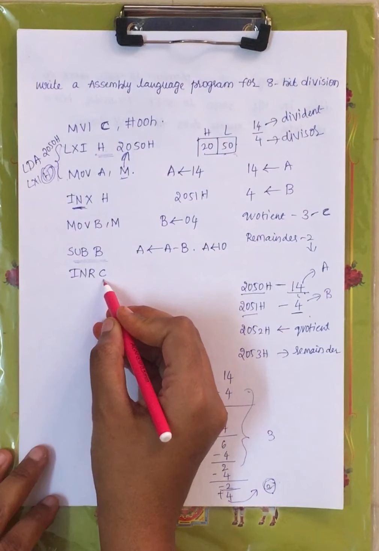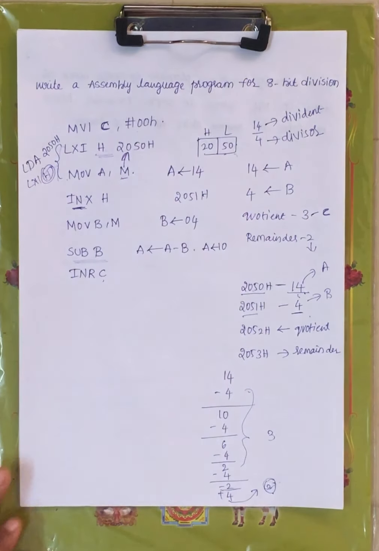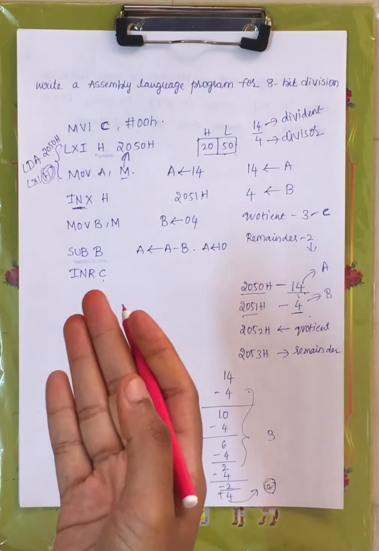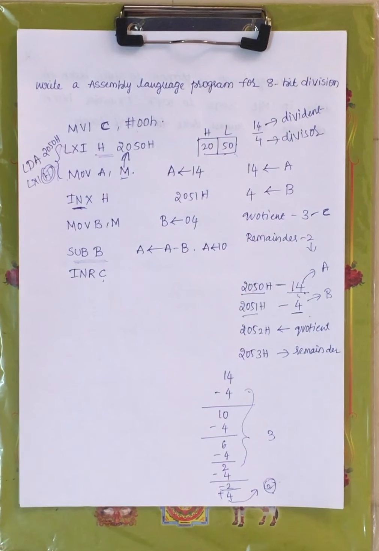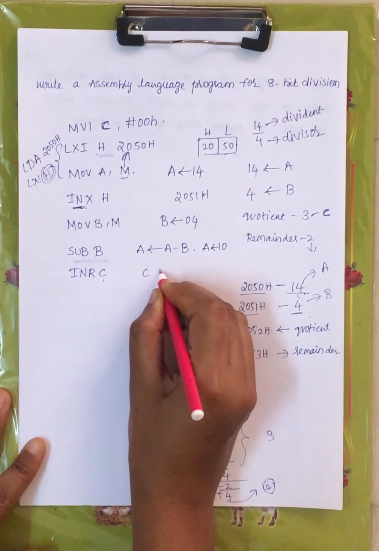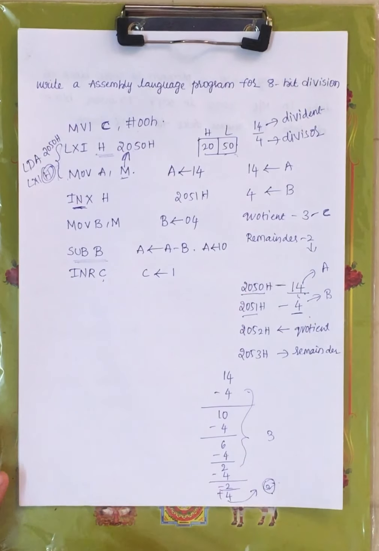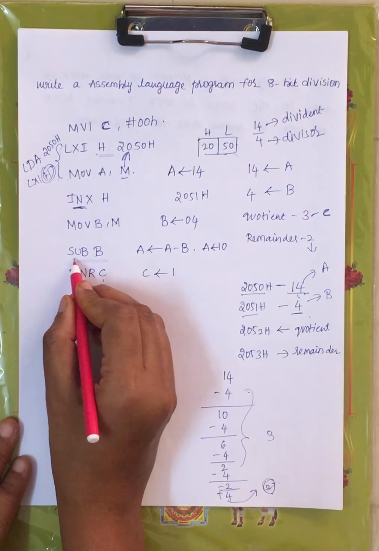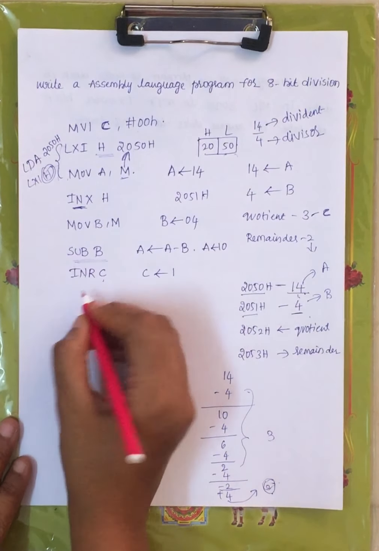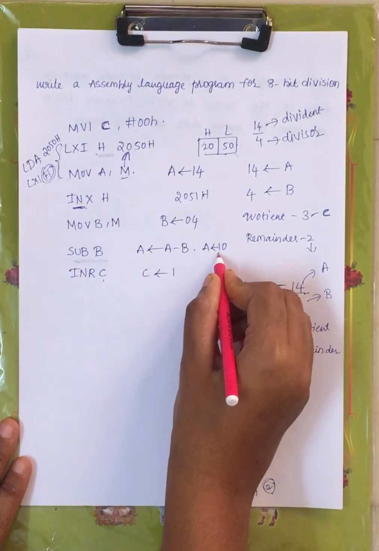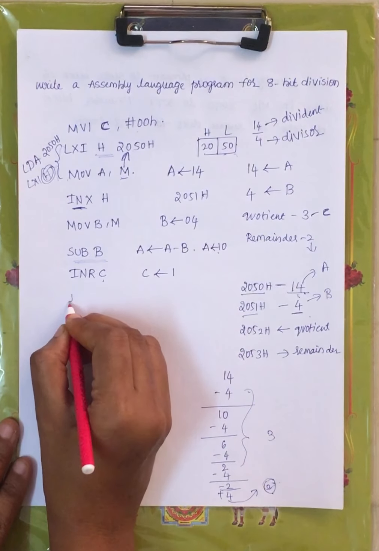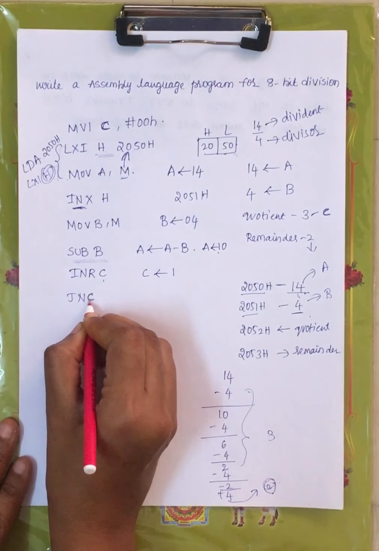That's why we are incrementing C. Initially the data under C is 00H. Now C is 1. After subtraction you are getting the result as 10. Now, jump if no carry.